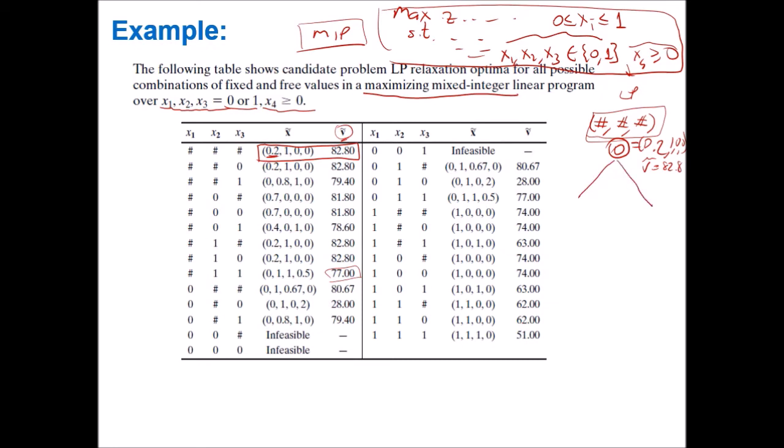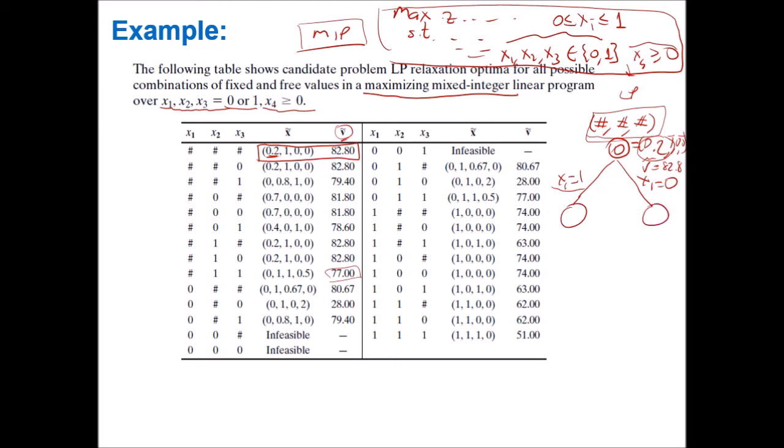And as you can see, x2 and x3 are already integers in this solution. The only non-integer variable is x1, so we will branch on x1. We can branch x1 equals 1 and x1 equals 0. It's not important whether you write x1 equal to 0 and x1 equal to 1 to this side or vice versa. You can write the fixations to the left or right. It's not a problem. And now we have two open nodes.